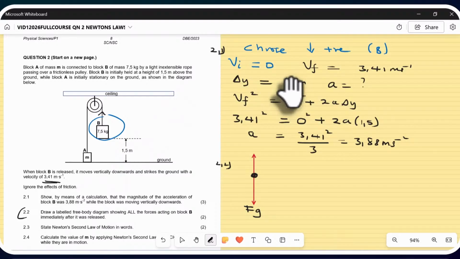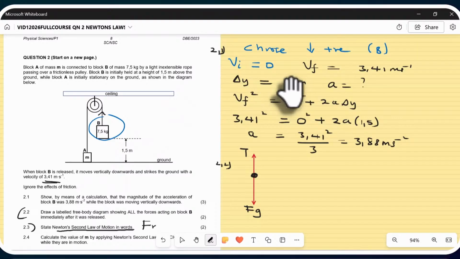Then they said 2.3, state Newton's second law of motion in words. We said that when a net force acts on a body, it will accelerate in the direction of the net force, with the acceleration directly proportional to the net force and inversely proportional to the mass of the what? The mass of the body.